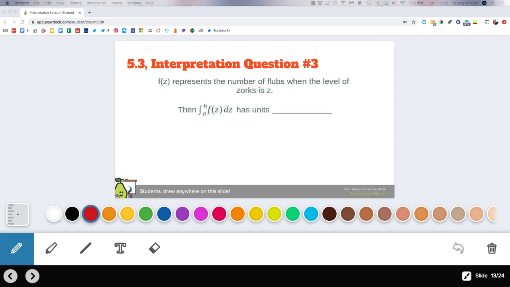All right, just for a little bit of fun here. F of z represents the number of flubs when the level of Zorks is z. Then the integral from a to b of f of z dz has units of what? What are the units? So I'm going to just start with something that you know, and then let's try and figure that out together.